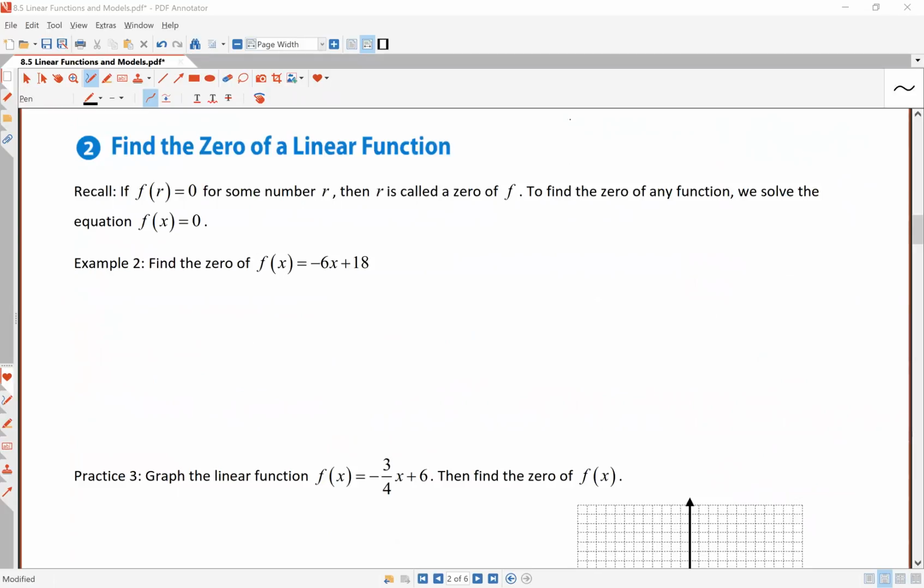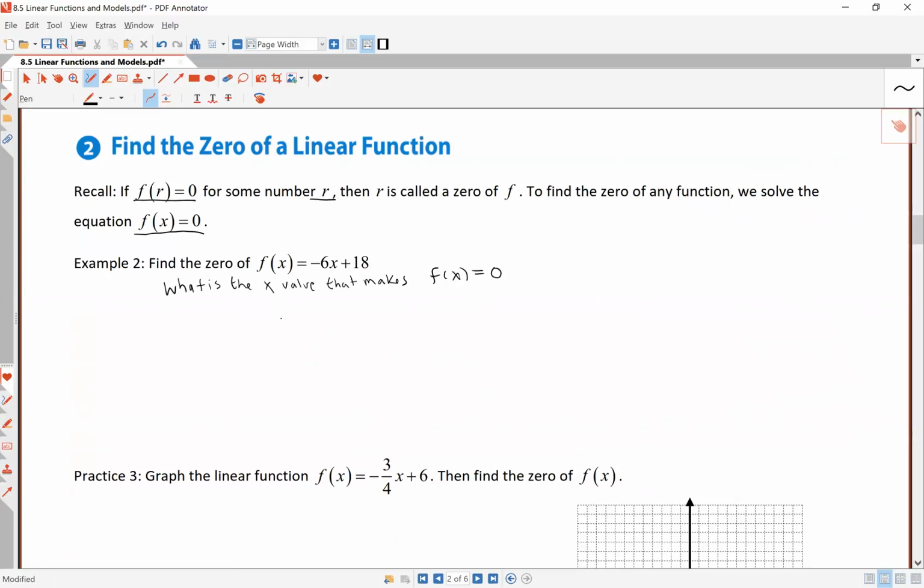Recall, if f of r equals 0 for some number r, then r is called a zero of f. To find the zero of any function, we solve the equation f of x equals 0. When we say f of r equals 0 for some number r, all we're saying is, what is the x value that makes f of x equal to 0.